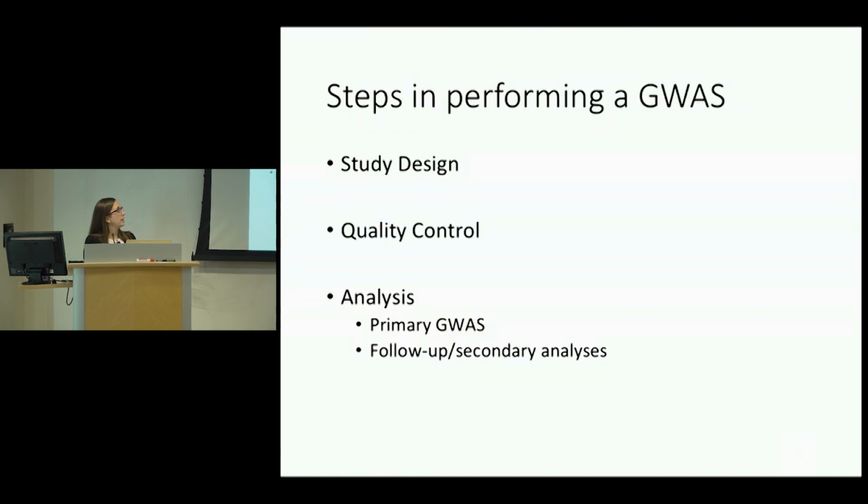So we're going to talk about the three main steps in performing a genome-wide association study. We're going to talk about how to design a genome-wide association study, some considerations, quality control that should be undertaken, and then analysis. And I'm going to talk about the first analysis doing a GWAS, as well as mention some follow-up and secondary analyses you'll do after you do your primary genome-wide association study. And really, we're only going to scratch the surface here. I'm going to give you the background and give you insights into where you can go further and take this the next step.